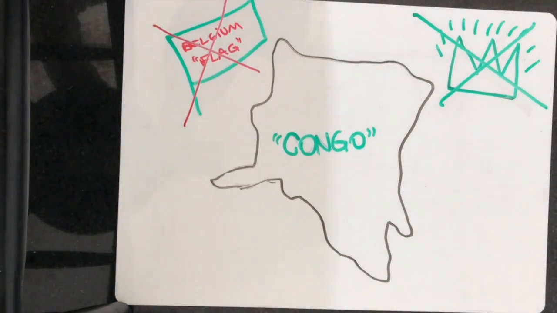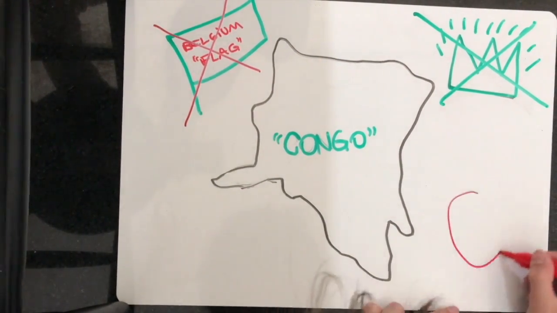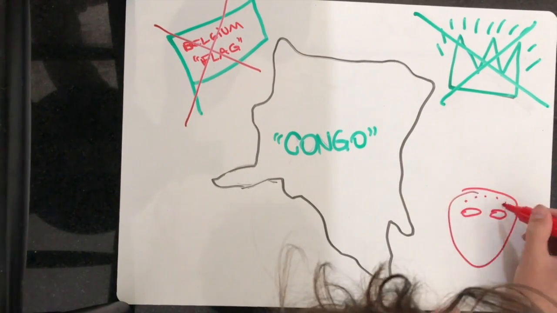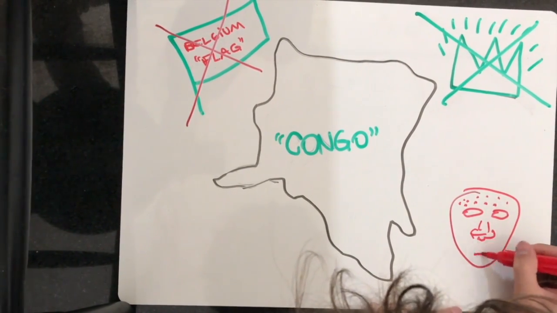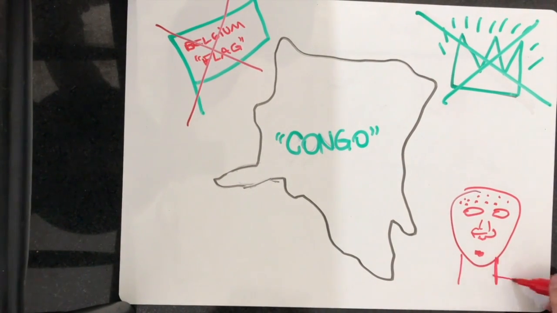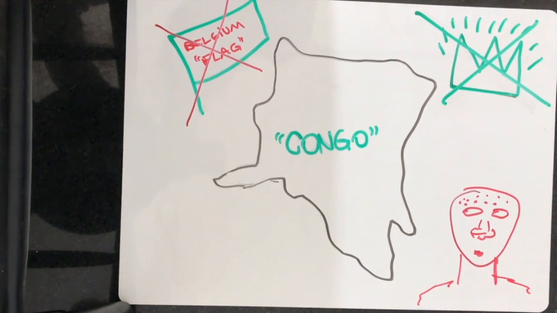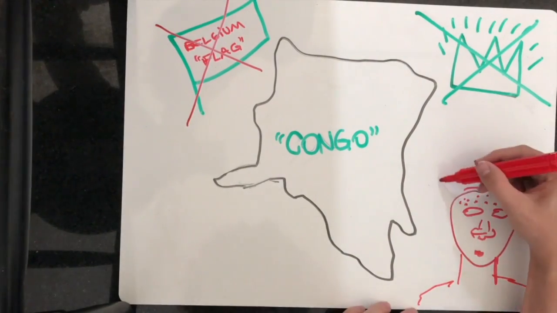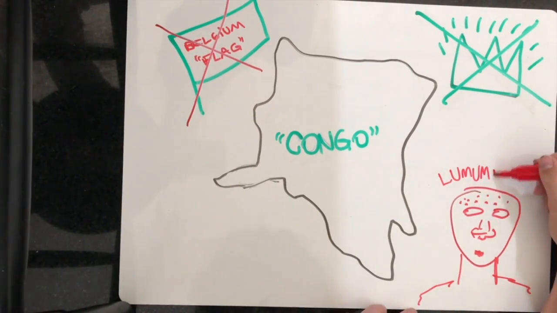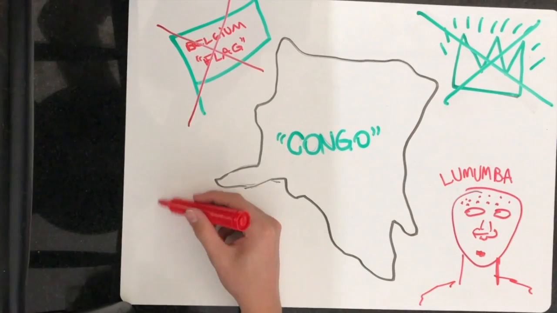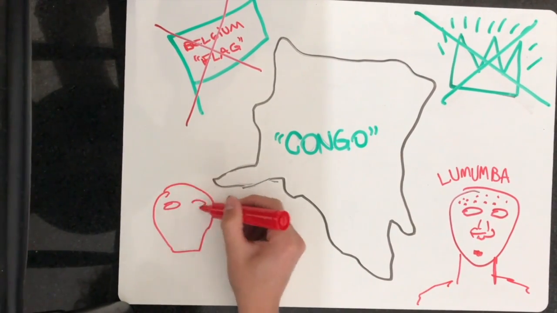So until 1960, it was run as a Belgian colony, and it was still pretty harsh towards the Congo people, but not as harsh as King Leopold's rule. By 1960, Congo reached freedom led by Lumumba. So Lumumba became Congo's first prime minister.